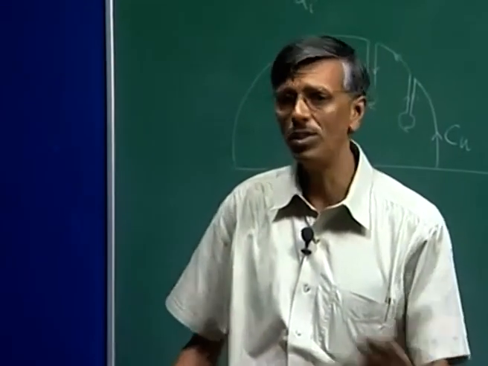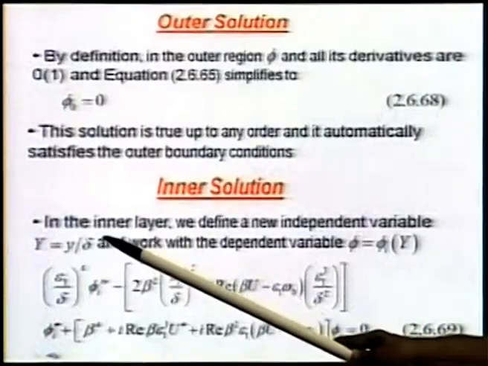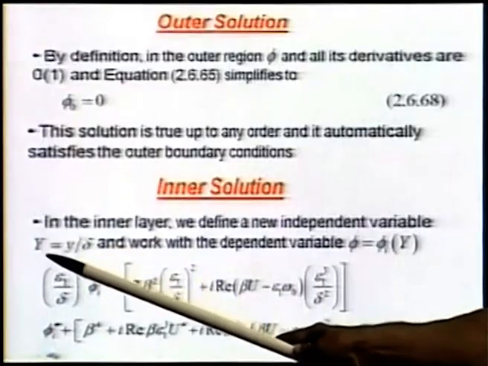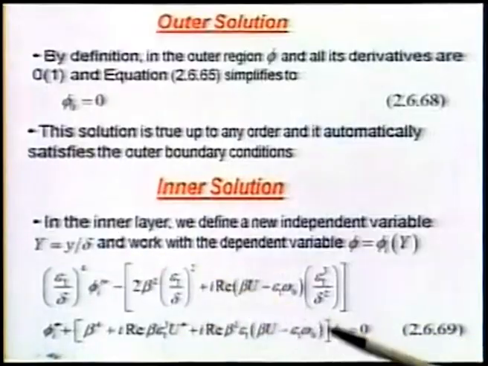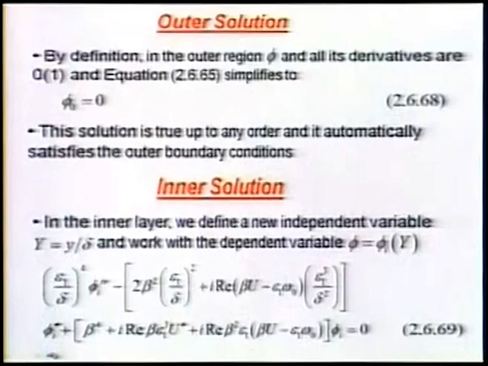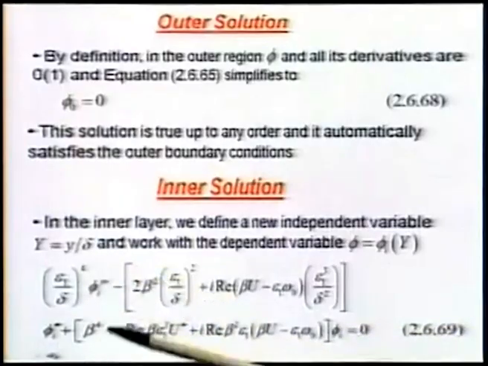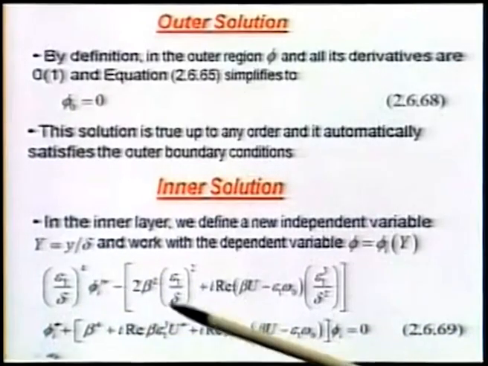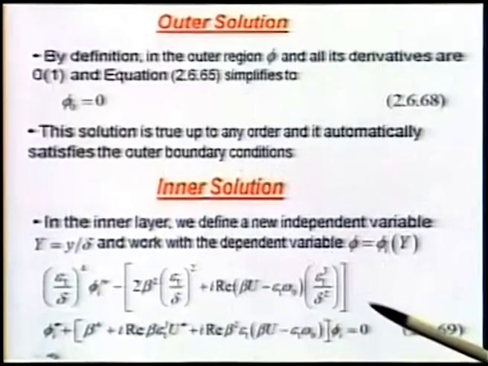To explore what this inner solution is, you need to again stretch it, and that stretching is via the scale delta. So we call capital Y the new independent variable, that is y over delta. And then we discussed in the last class that if I now introduce the primes with respect to this capital Y, then automatically this 1 over delta and its various powers show up. A fourth derivative will bring us 1 over delta to the power 4, and that's what you are seeing.